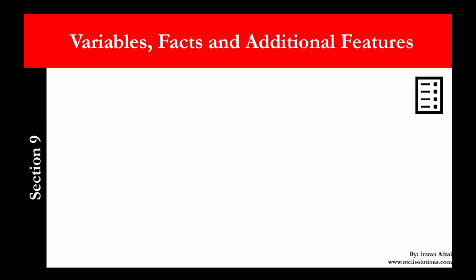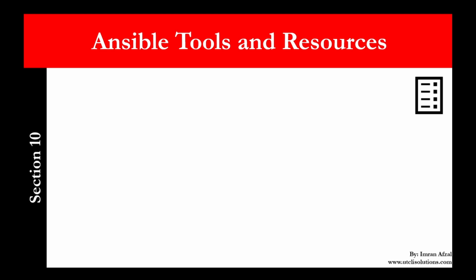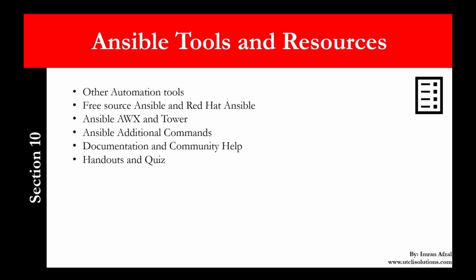Then section 9 covers variables, facts, and additional features such as tags, variables in inventory file, Ansible Vault, how you could secure your Ansible, and encrypt strings within a playbook. Then moving down to section 10, which is about Ansible tools and resources like other automation tools that are out there and available. Free source of Ansible and Red Hat Ansible will cover Ansible AWX and Tower. Ansible additional commands that you should know. Documentation and community help in case you get stuck somewhere, how you could go about getting help from the community, and troubleshooting. And of course, we'll end that with handouts and quizzes.